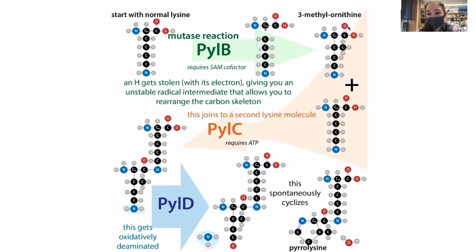And so you get this 3-methyl-ornithine compound. This is then going to join with a second lysine molecule with the help of PylC. And this step is going to require ATP.